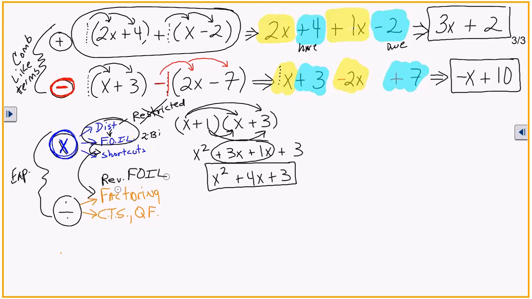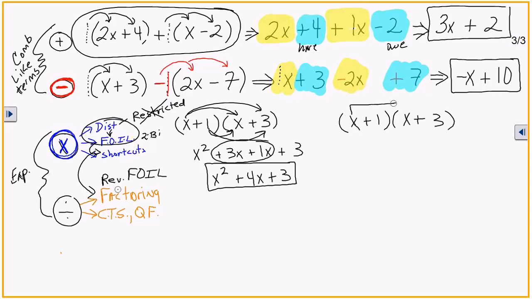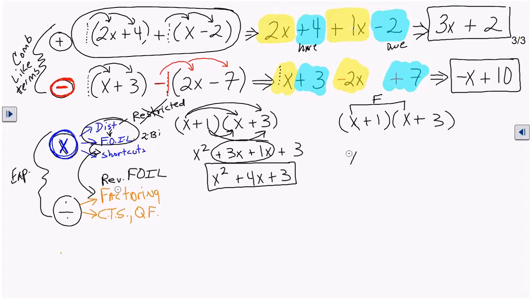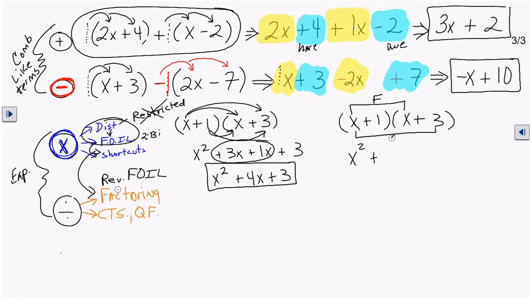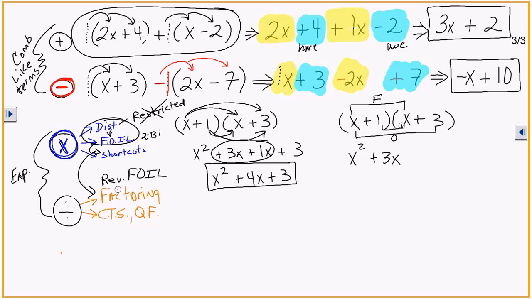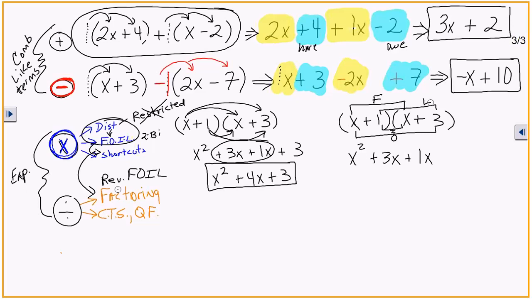And the FOIL method is as follows. x plus 1 times x plus 3. And x times x, that's your first out of each term. That's x squared. Plus 3x, that's your outer or outside. I is inner or inside. And last is 1 times 3. And you get the same thing.